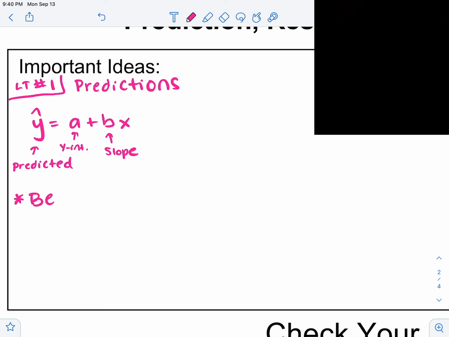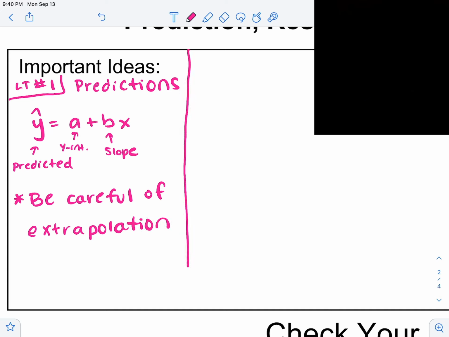All right, now important note here, be careful of extrapolation. Remember, we do not want to extrapolate. So when we extrapolate, it means that we are trying to estimate outside of our current range of values for x. And so that's going to be an extrapolation.